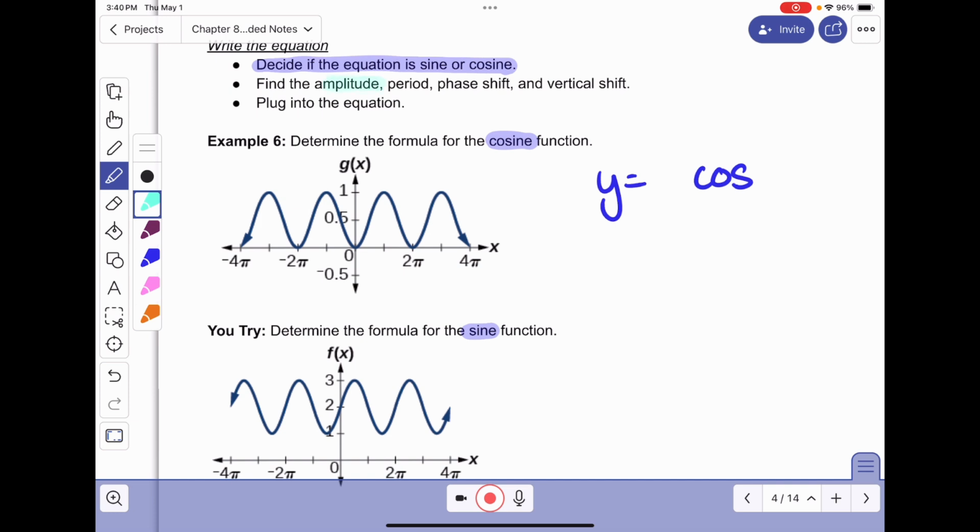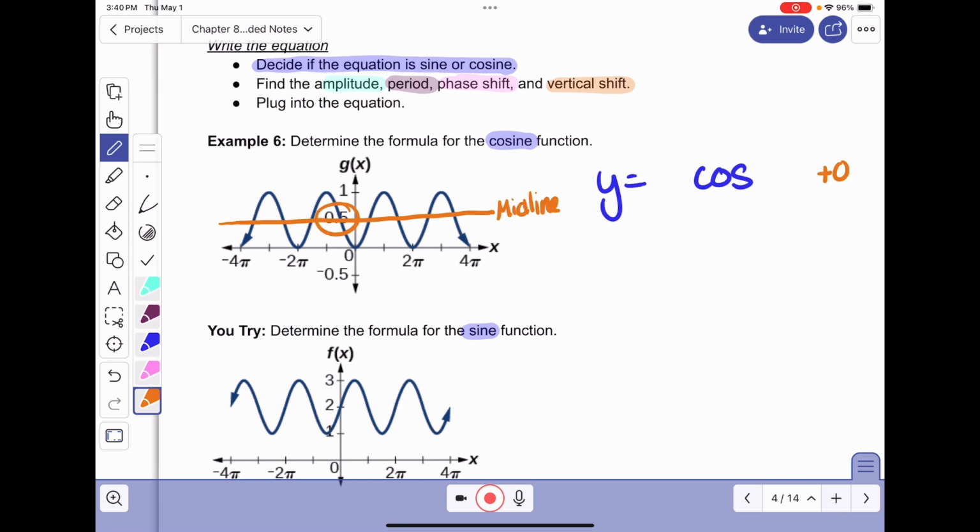Then we find all the pieces: the amplitude, the period, the phase shift, the vertical shift. We find those right on the graph and then add those in. So the vertical shift is the easiest thing to start. We find the middle. So that's our midline, and it's at 0.5. So at the end, we're going to have a vertical shift of plus 0.5. That's the easiest thing to find first.